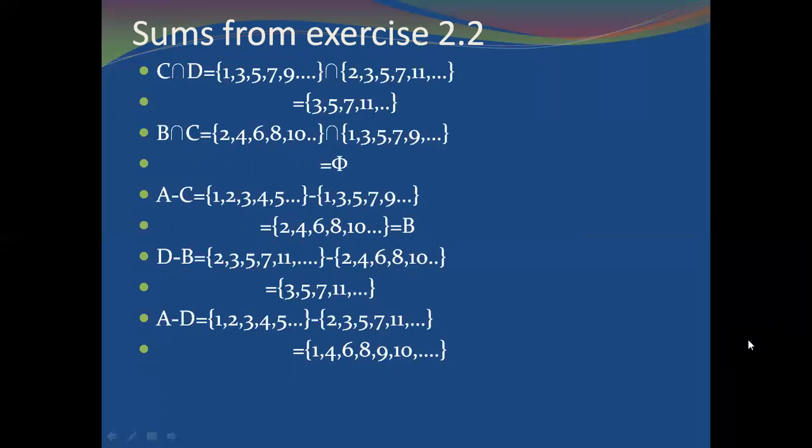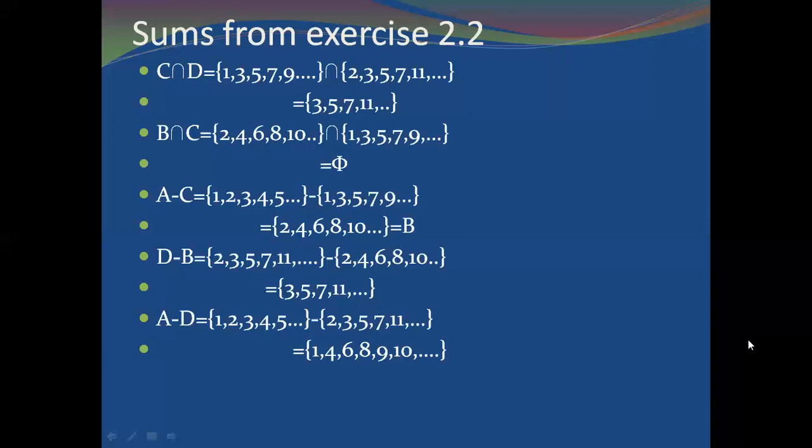Now, A minus C. Set A consists of 1, 2, 3, 4, 5, etc. elements, minus 1, 3, 5, 7, 9, etc. elements. So from the natural number set, if you remove all the odd numbers, the leftover will be what? Even numbers. So that is 2, 4, 6, 8, 10, etc., which is equal to set B.